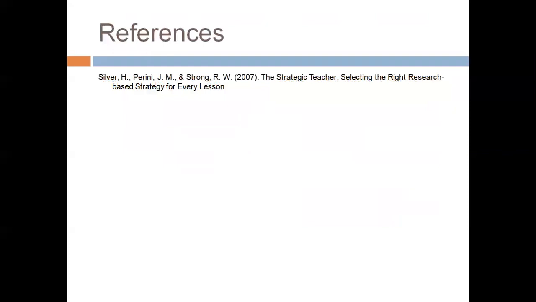And here are my references, which is the book, which was a very helpful resource.